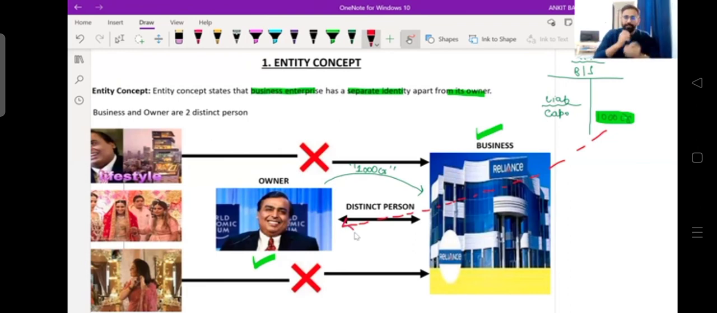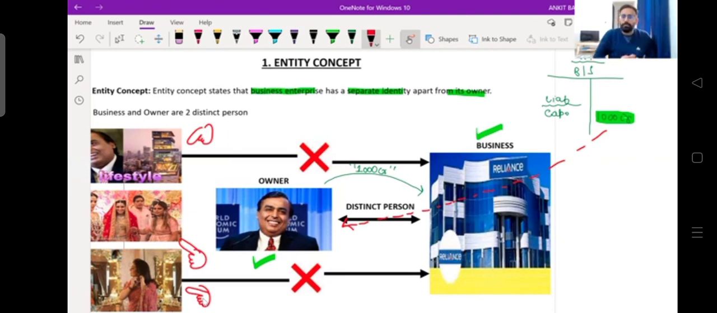Hopefully you are able to get the concept. Whenever we talk about the owner and the business, you have to treat both persons differently, as distinct persons. Similarly, suppose Mukesh Ambani goes for a tour, or constructs his house, or holds the marriage of his daughter and incurs crores of rupees, or gifts something to his wife.